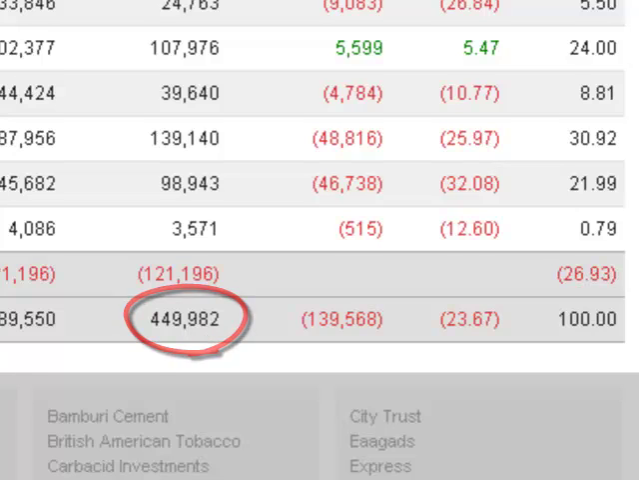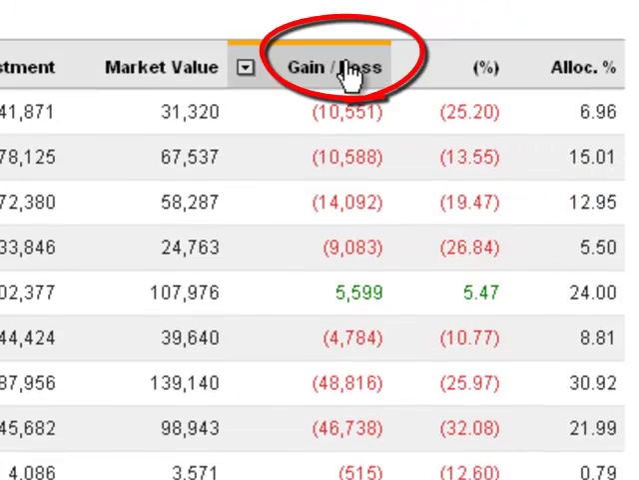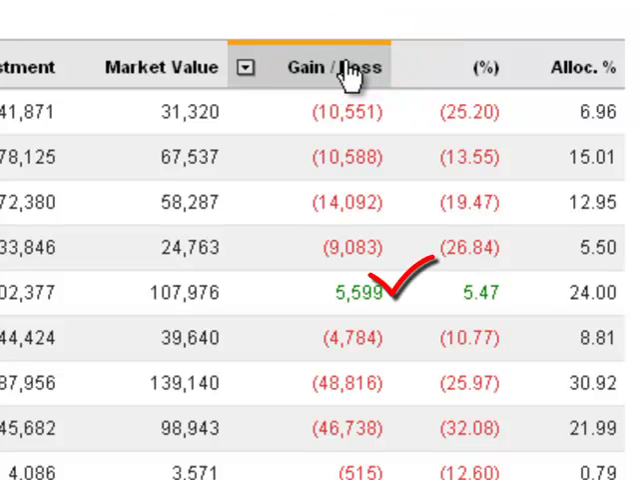We then have the gain loss column, which gives you at a glance a feel of whether your particular counter is in a gain position or in a loss position. You will note that any counter that is in a gain position will be shown in green, and any counter that is in a loss position will be shown in red and in parentheses, just for emphasis.